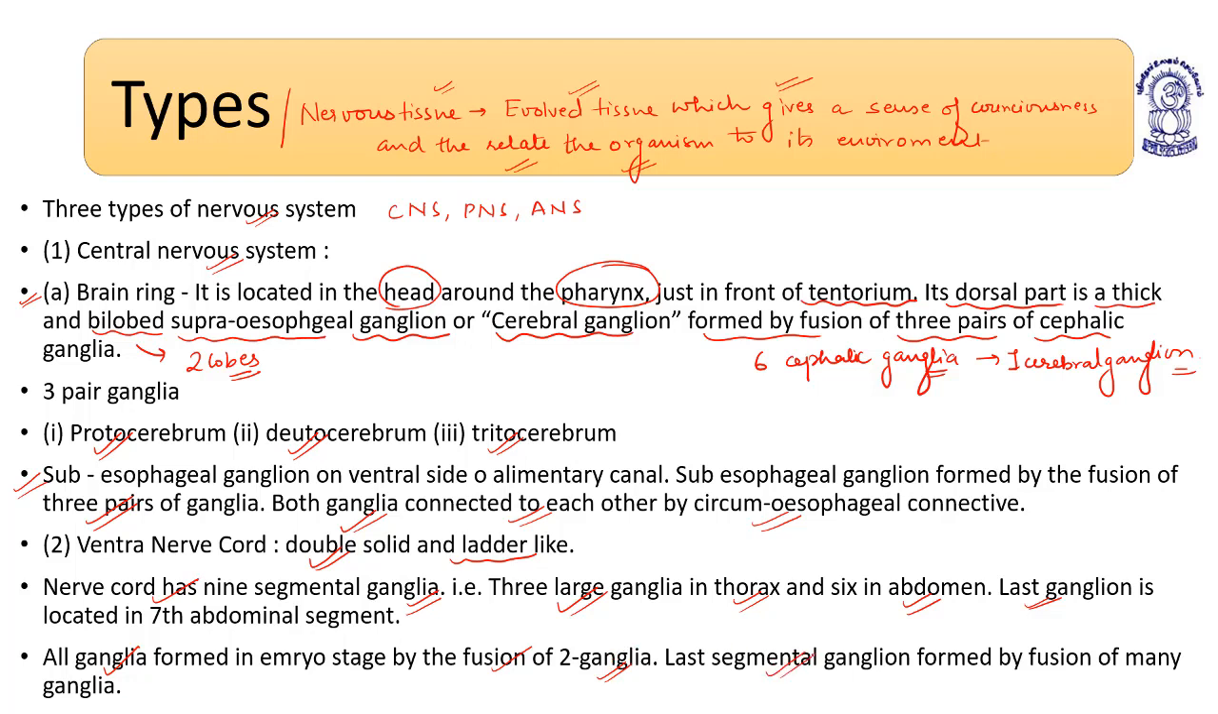The last segmental ganglion is formed by the fusion of many ganglia. The last segmental ganglion is multiganglionic, formed by the fusion of many ganglia. Except the last ganglion, the others are diploganglionic, means they are formed from two ganglia, or oligoganglionic.